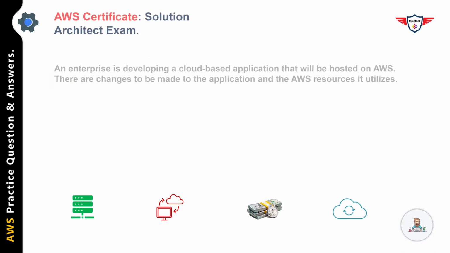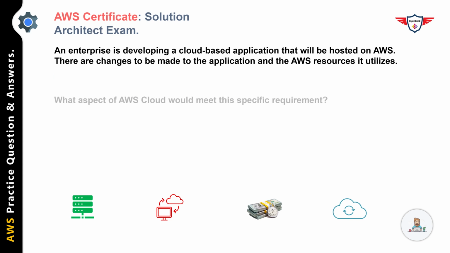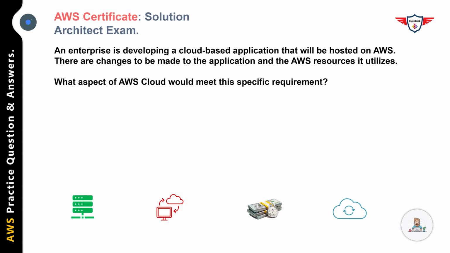An enterprise is developing a cloud-based application that will be hosted on AWS. There are changes that need to be made to an application and the underlying infrastructure. What aspect of AWS Cloud would meet this specific requirement? The options are elasticity, reliability, agility, and performance. Well, the correct answer is agility. Agility is the ability to deploy resources such as computing, storage, or database within a short span of time.